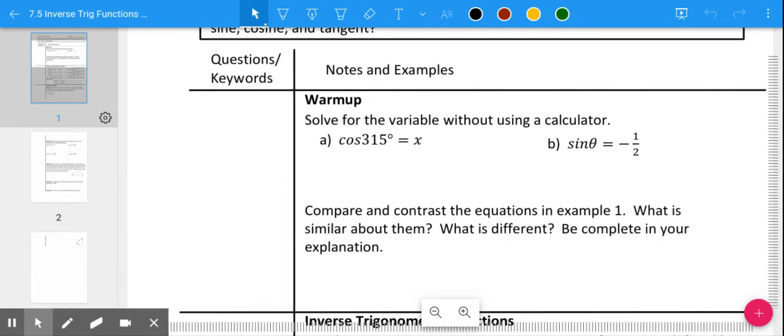Give me an answer for A and B in the Edpuzzle. Any answer that'll work is fine. And then we'll talk about these answers. Go ahead and do that now.